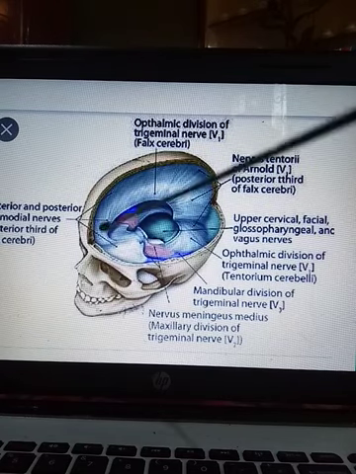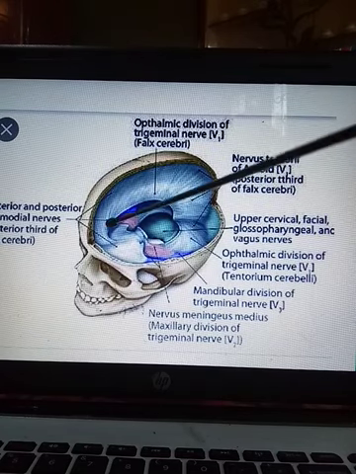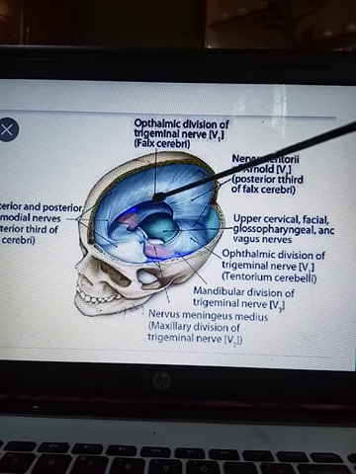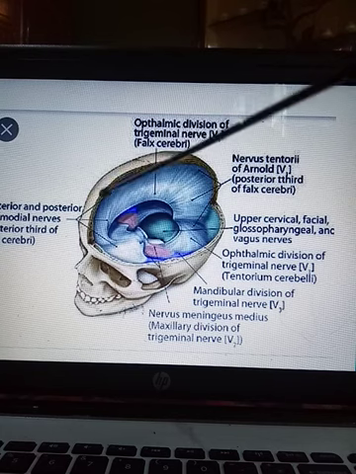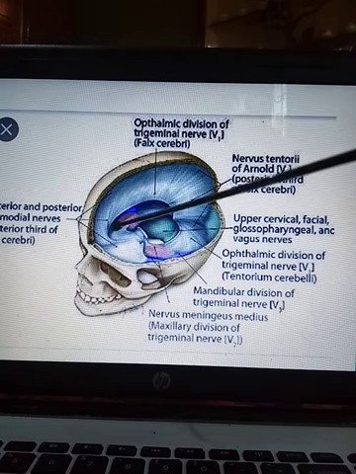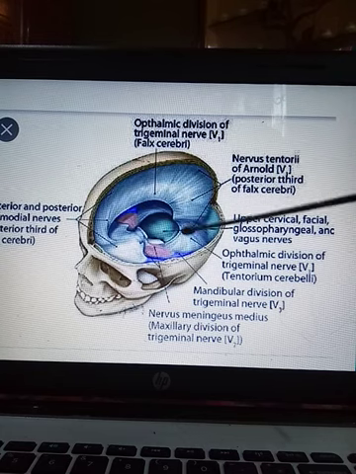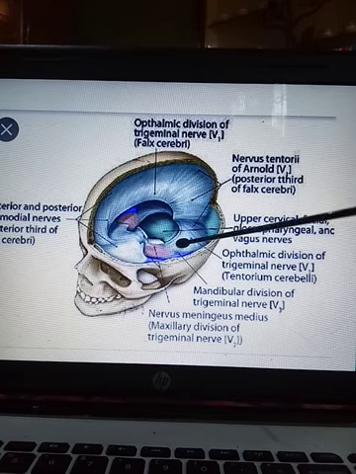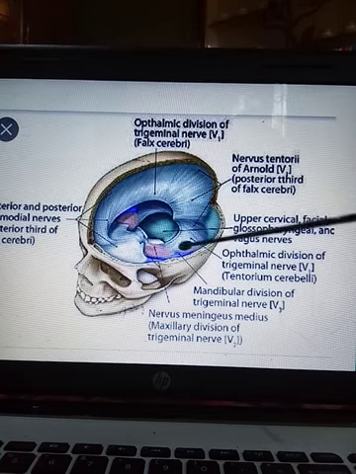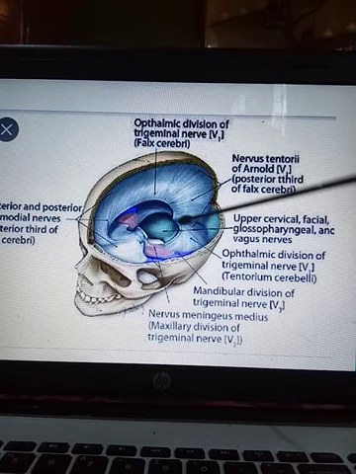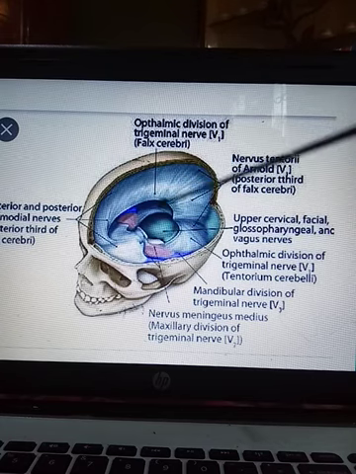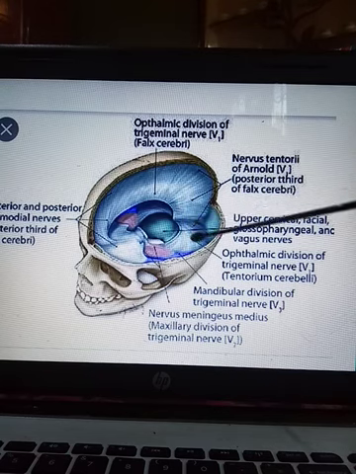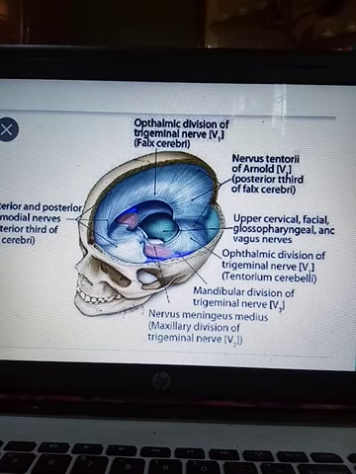Here again you can see this view. You can see the apex, the base, the superior border, the inferior border, and here you can see this is the tent. You have this tent shaped material called the tentorium cerebelli. The base of the falx cerebri is attached to the superior surface of the tentorium cerebelli.